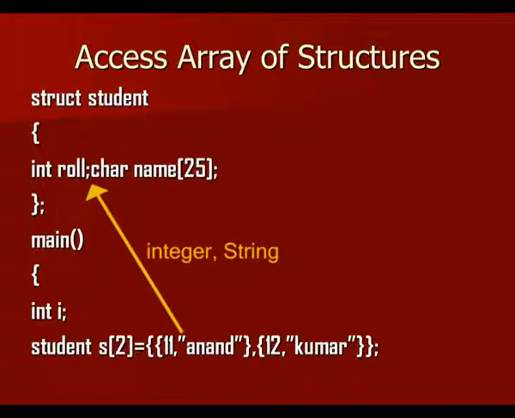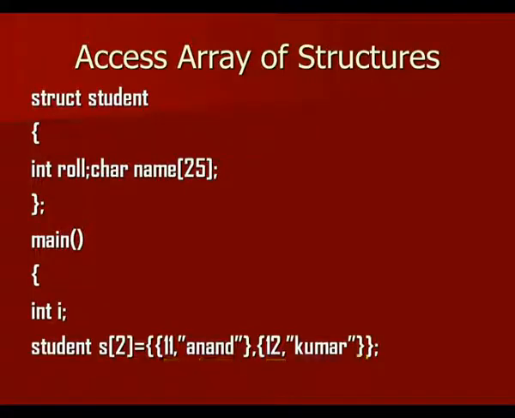Again, the entire initialization you are closing within another set of braces, and you are terminating it with a semicolon. We are initializing this particular structure variable with 2 values. This is because this is an array variable whose size is given as 2. That means it will have 2 index values, 0 and 1. So this 11 and Anand is for the index 0. This 12 and Kumar is for the index 1.